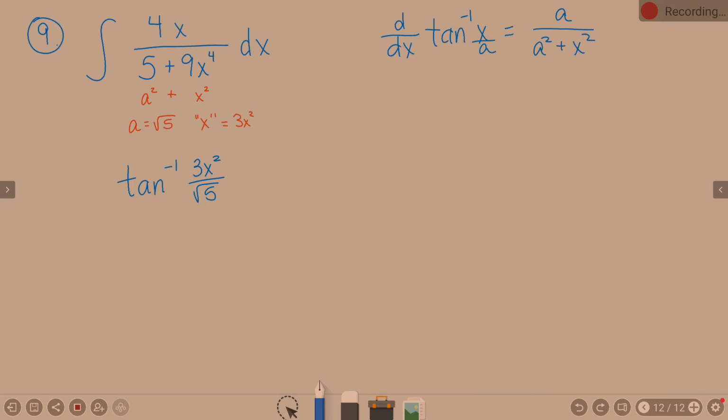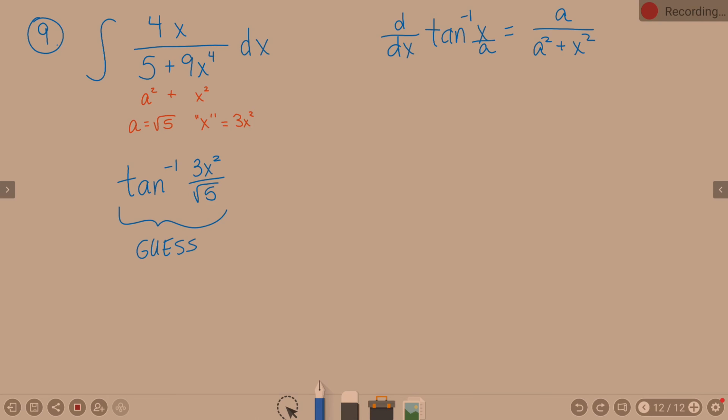Now, this is my guess is what I'm doing here. But I've got to figure out all these other pieces, right? Because is this 4x right, or are there pieces I need to include in it?